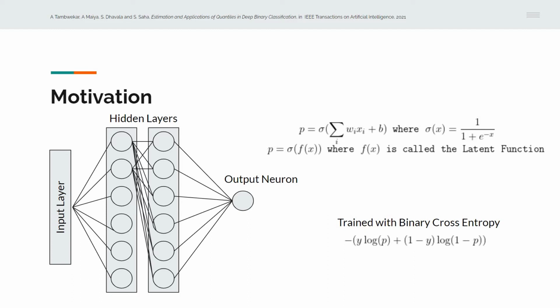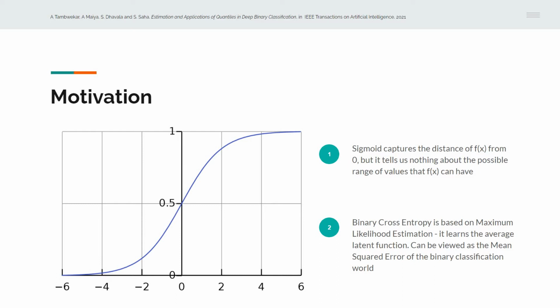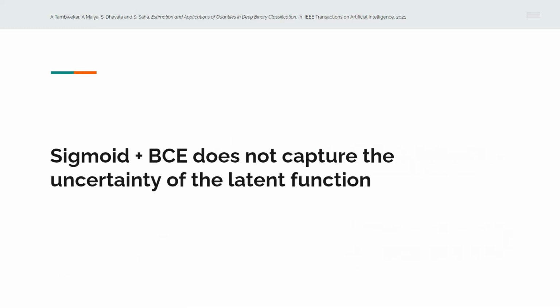It's learning this latent function, and sigmoid is just something put on top of that to convert it into a nice probability value. And you train this with the standard binary cross entropy loss that everyone is aware of. Now the thing about this is that sigmoid itself doesn't capture anything about the uncertainty of f of x. It's just telling you how far away f of x is from the threshold value 0. And binary cross entropy again is only able to capture what is effectively the mean of this latent function. You can view it as an equivalent of mean square error from the binary classification world because it's based on maximum likelihood estimation. And this combination as such doesn't capture anything regarding the uncertainty of the latent function.